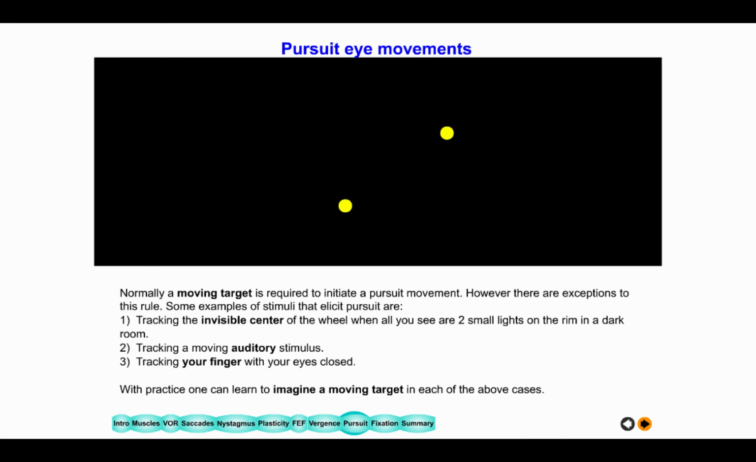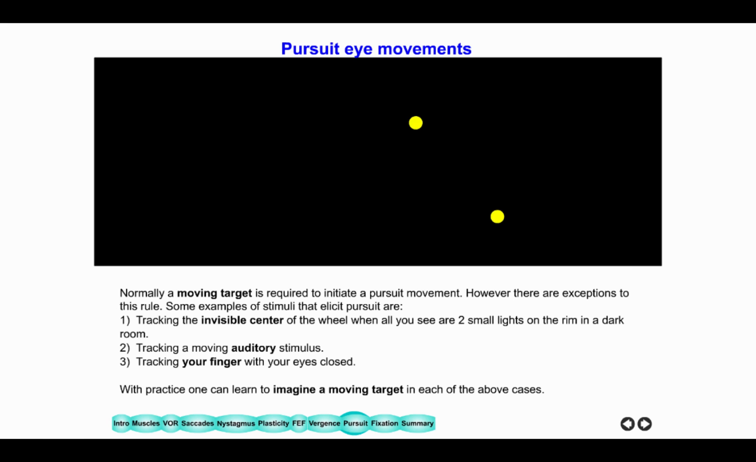Now, you can, in some circumstances, make a pursuit eye movement without seeing a moving target. If you were to imagine, you can easily track these dots themselves. That's no trouble because they are a moving target. But you could, with a little bit of practice, imagine that these dots represented the center of this wheel here, and track it instead. So there's nothing actually there in the center of the wheel, but with practice you can train yourself to do it.